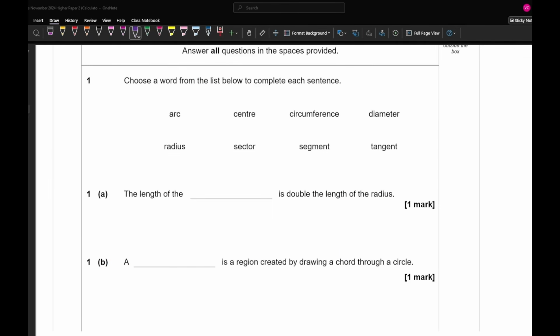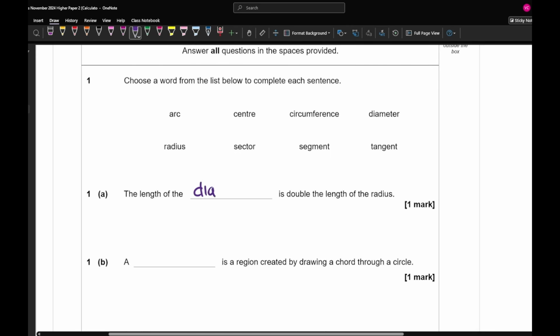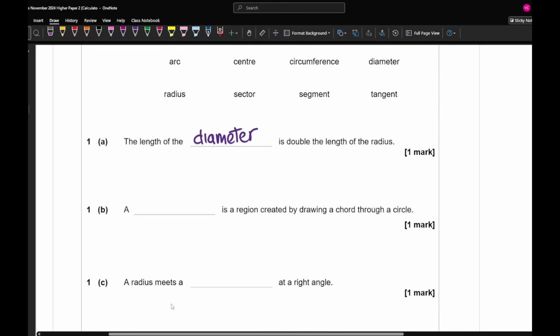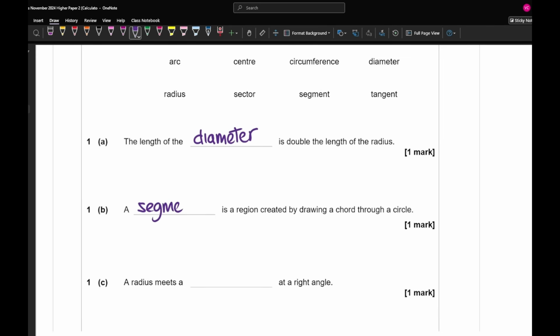So starting with question 1, it says choose a word from the list below to complete each sentence. Question 1a says the length of something is double the length of the radius, and the answer that you want to choose is the diameter. Then for question 1b, it says something is a region created by drawing a chord through a circle, and the answer you want to write there is a segment.